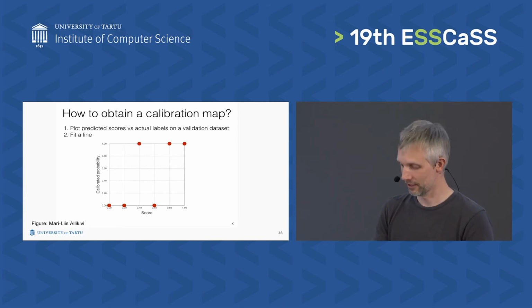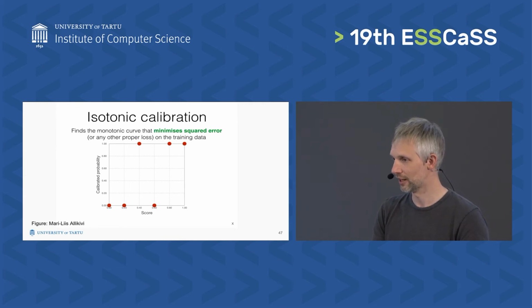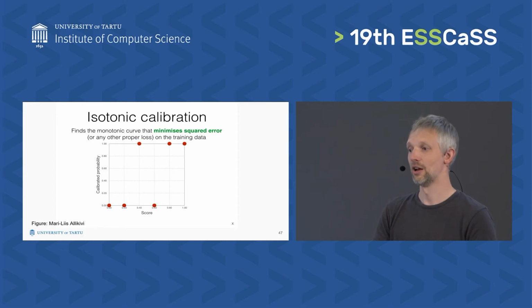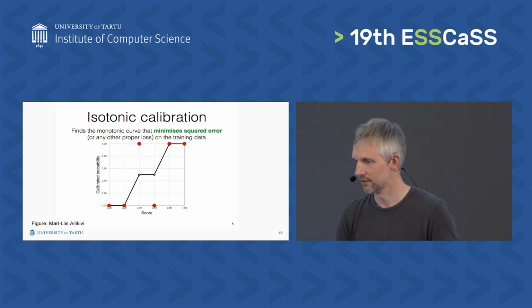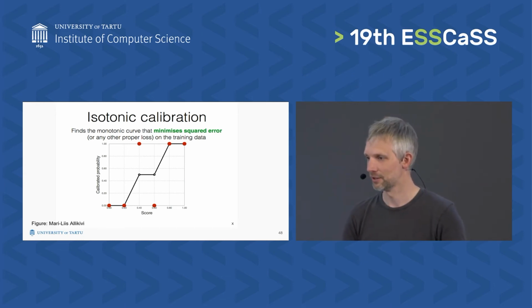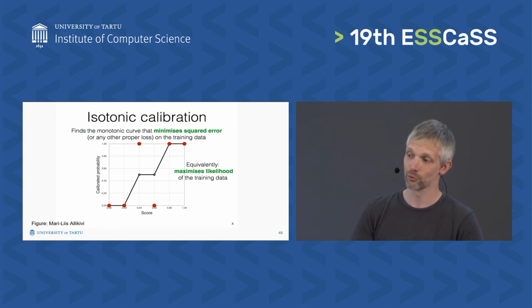And then you can do stuff like isotonic calibration, which minimizes the squared error under the assumption that the curve needs to be monotonic on this particular training set. And you get something like this, with linear interpolation in between. And actually, it's equivalent to maximizing the likelihood on the training data.